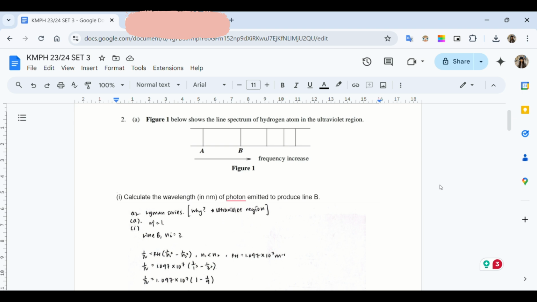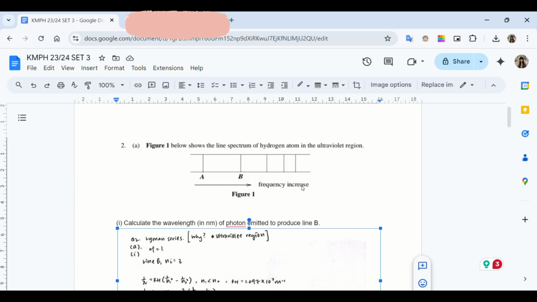So today I will be showing you the solutions for the question KMPH 2023 to 2024 Set 3. The question given is Figure 1 below shows a line spectrum of hydrogen atom in the ultraviolet region. So can you guys remember that the ultraviolet region is from which series? The answer is Lyman series. So you guys please remember to memorize the table for each series is from which kind of region in order to answer this kind of subjective question.